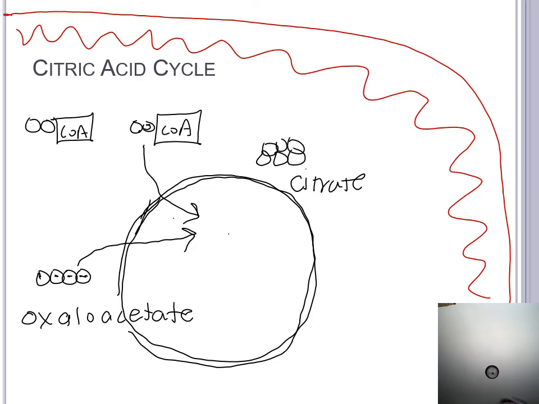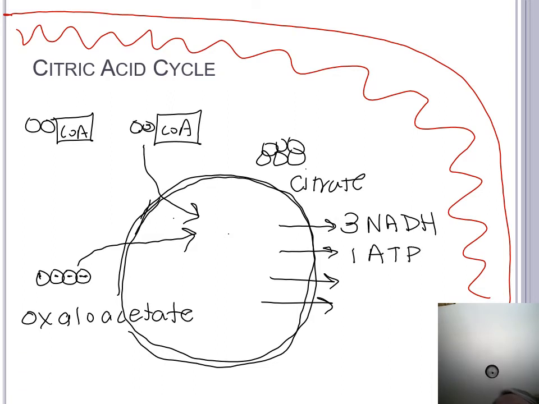We're then going to take citrate, and through a series of reactions, we're going to completely pull it apart. We're going to rip out every single little electron that we can. And as we do that, we're going to generate 4 byproducts. You should know those 4 byproducts. We are going to make 3 molecules of NADH. We will generate 1 molecule of ATP, 1 molecule of FADH2, and 2 molecules of carbon dioxide.